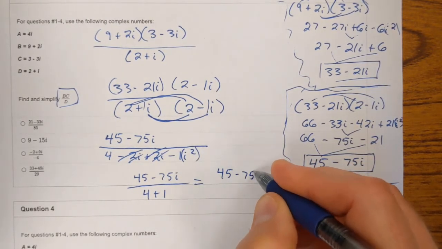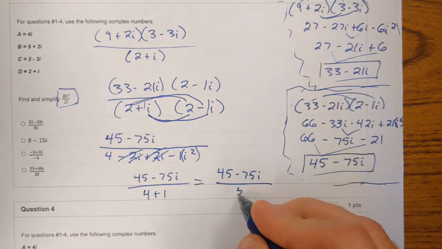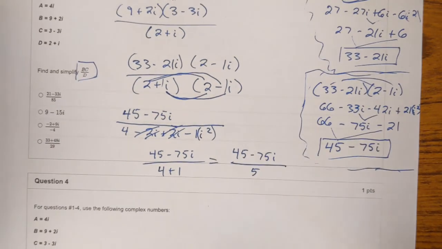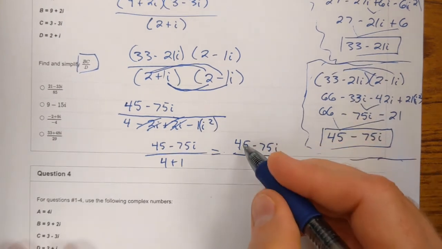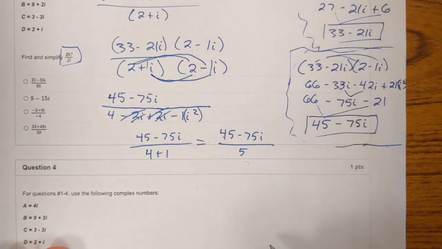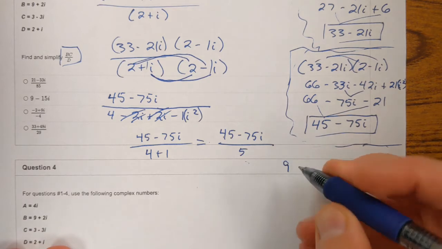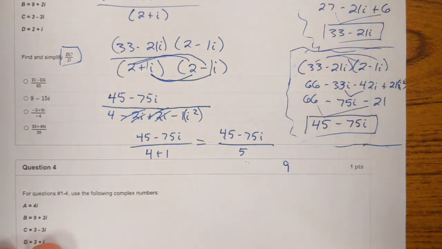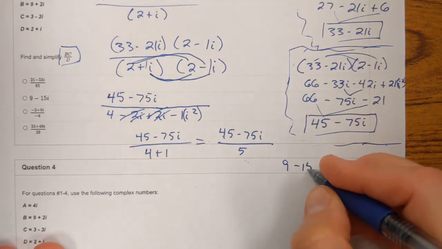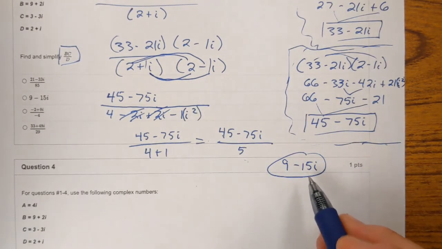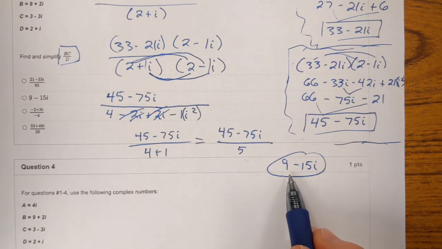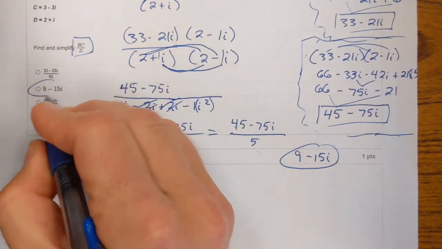Now here's a case where we actually can simplify this fraction very easily. Both of these numbers are divisible by 5. So 45 divided by 5 is 9, and 75 divided by 5 is 15. So here's a case where the fraction really simplified very nicely. We're left with this complex number 9 minus 15i.